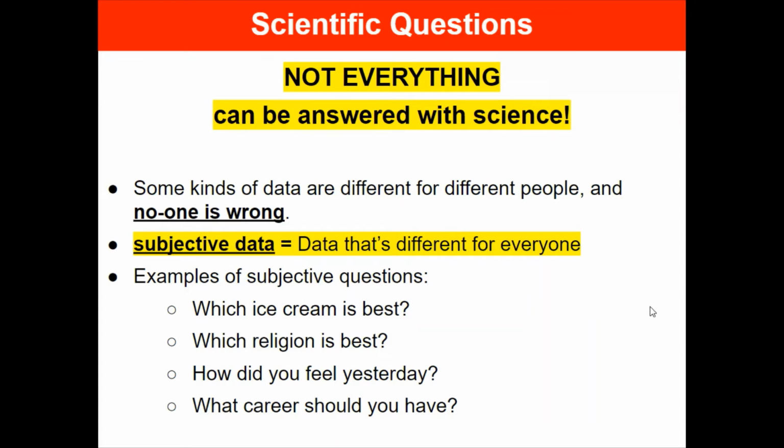So some examples of subjective questions: which ice cream is best? Which religion is best? I mean, lots of people would have different answers for that, and there's no way to objectively say that one is better than another. How did you feel yesterday? That only you know. What career should you have? That is going to be different for everybody. There's not like a right or wrong question that you can correct somebody on.